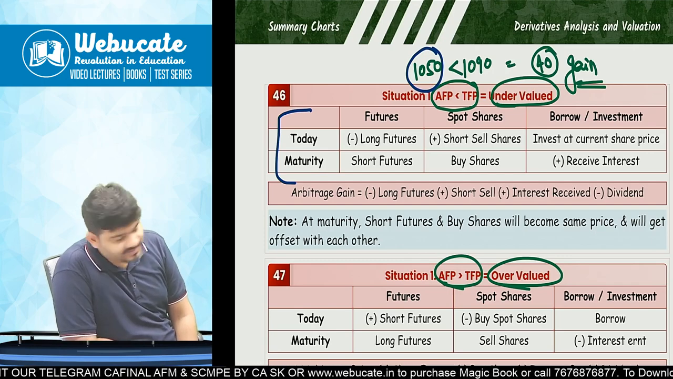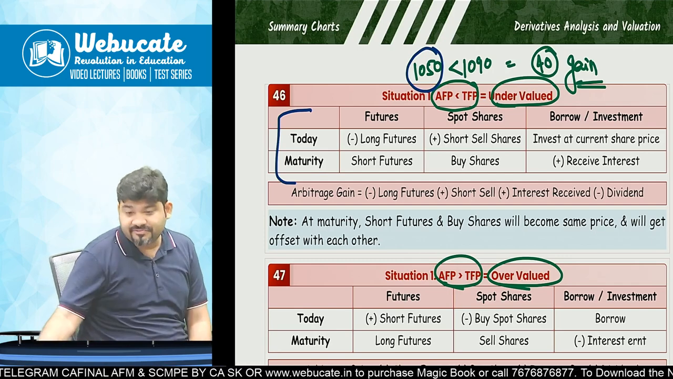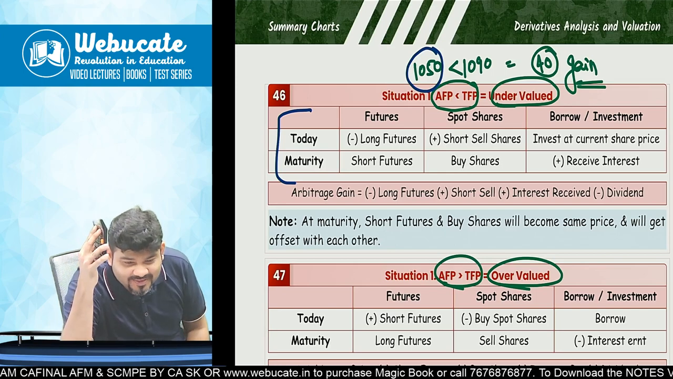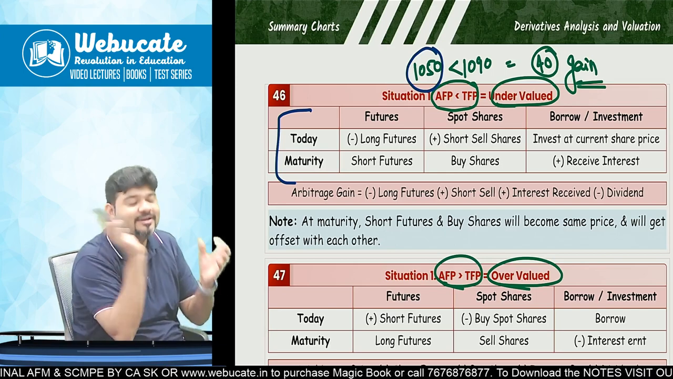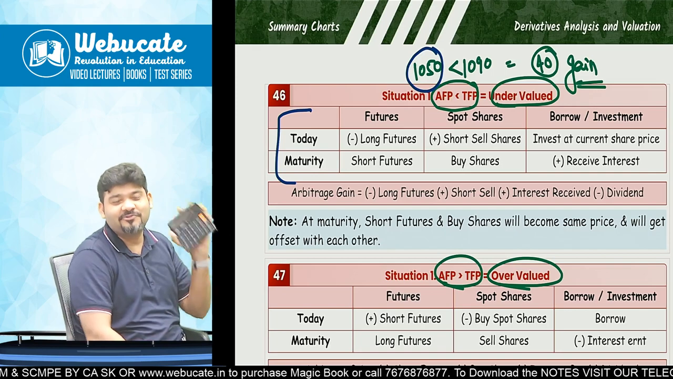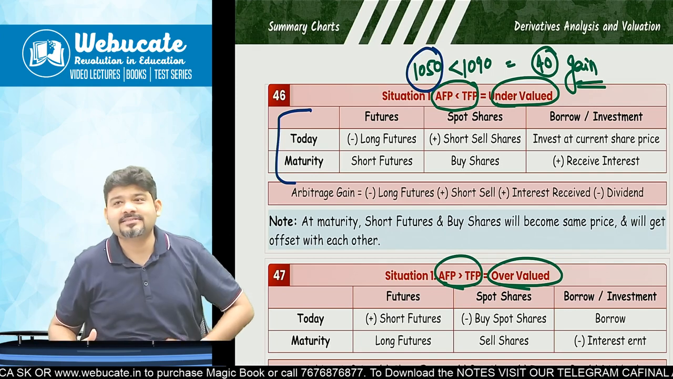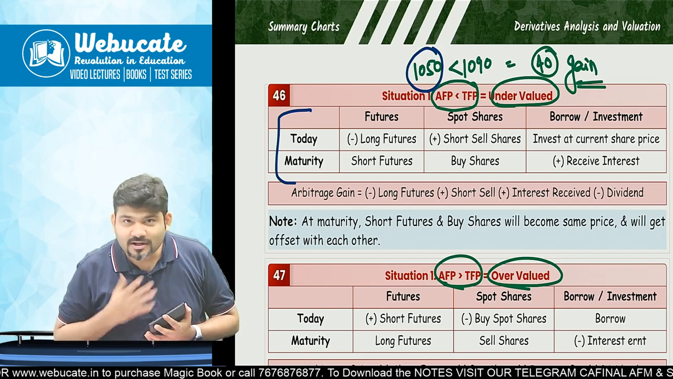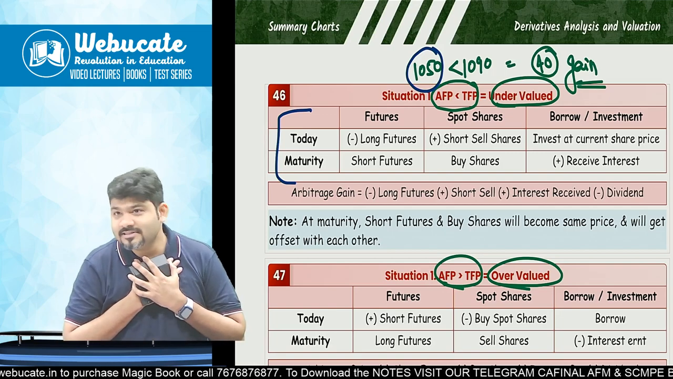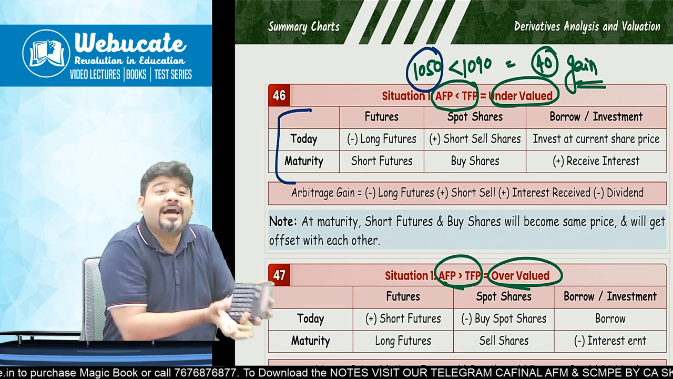The actual future price is 1050. So something which is worth 1090 is available at 1050. Are you clear with this? Yes, sir, I am clear with this. So if it is available at less price, buy it.